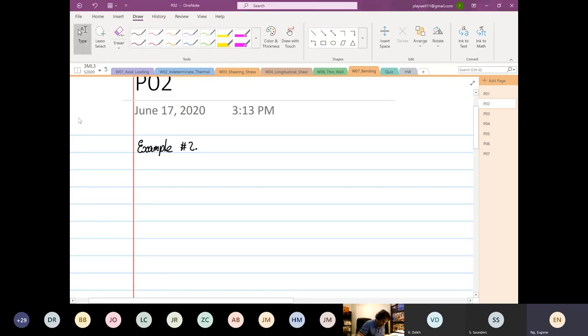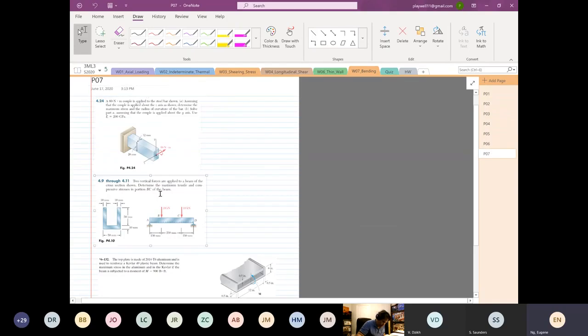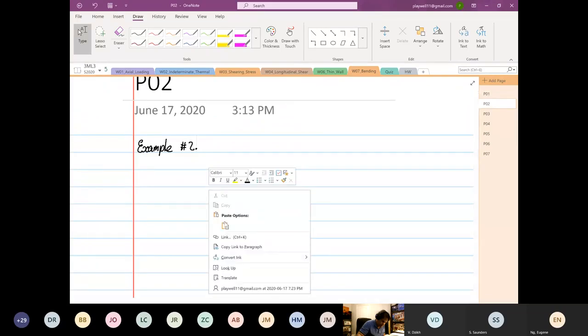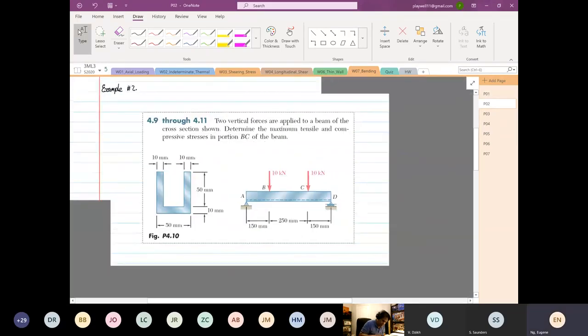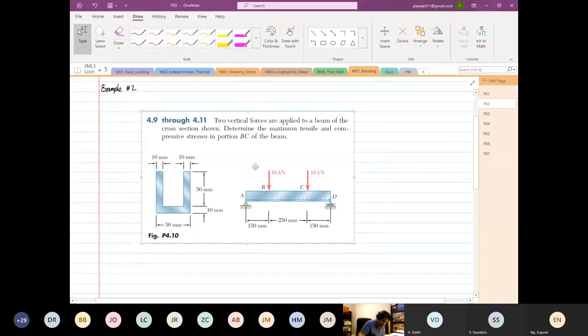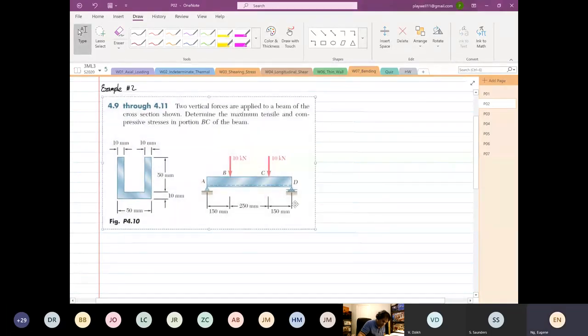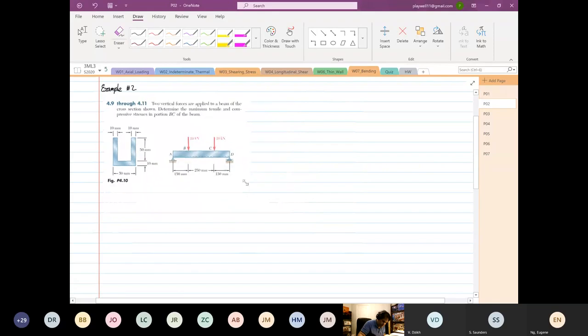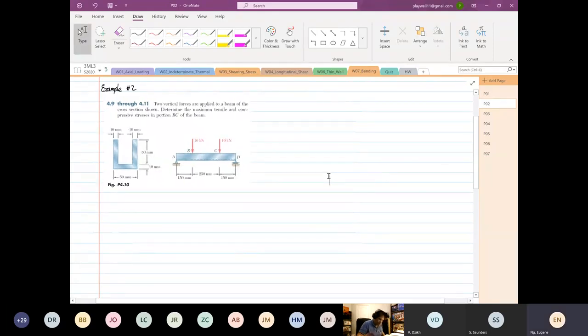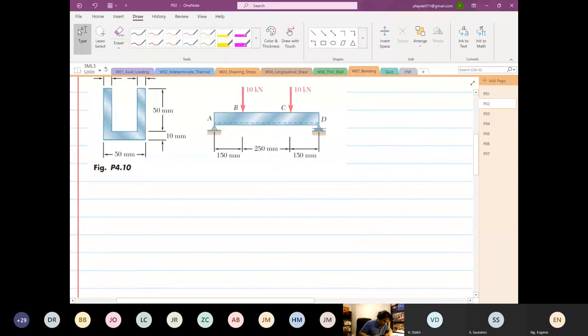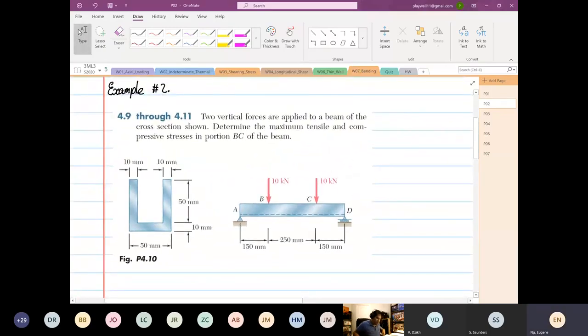Okay. So example number 2, I'm going to copy another diagram. So you have a beam now. Okay, so this is the beam that we have. And then you have 2 vertical forces applied to the beam of the cross section shown.